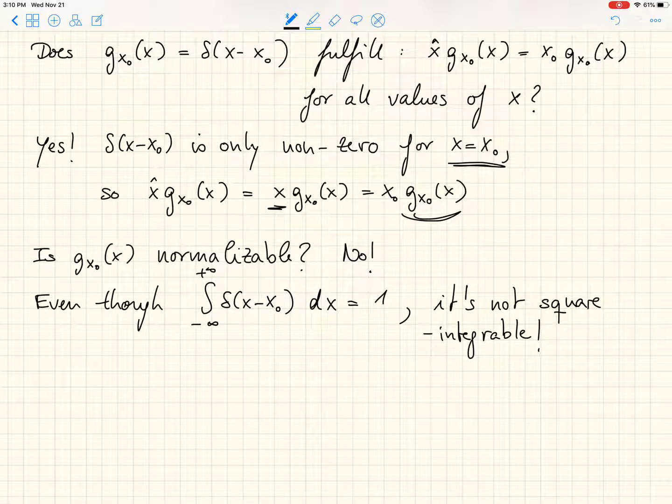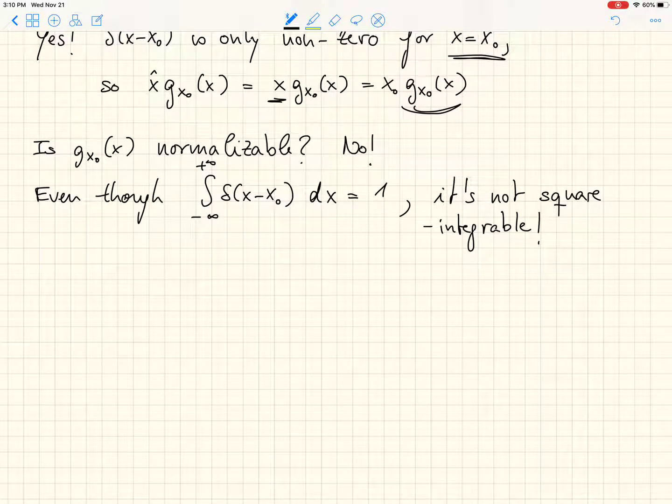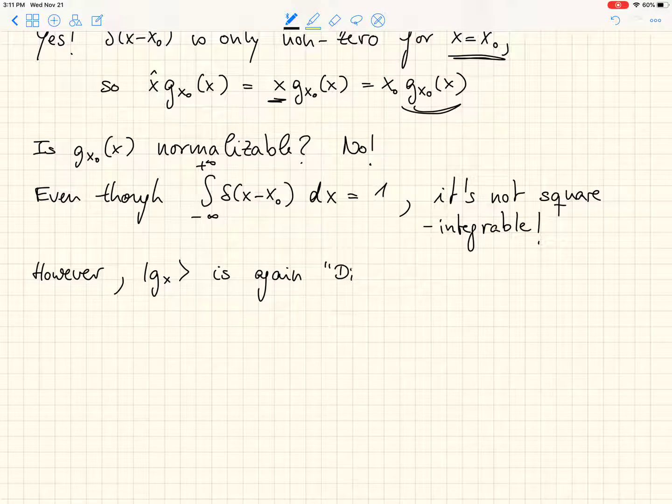And so in that sense, we have the same problem with the eigenfunction of the position operator as we have for the momentum operator. There, the eigenstates were also not normalizable. However, g of x, just like the eigenstates of the momentum operator, these eigenstates are again what we called just before Dirac normalizable.